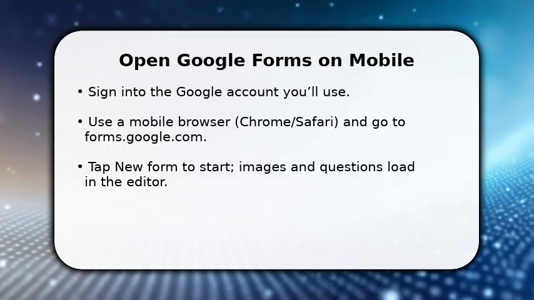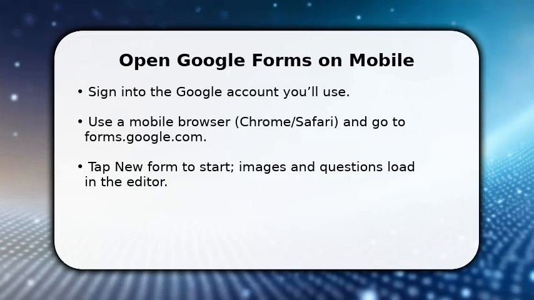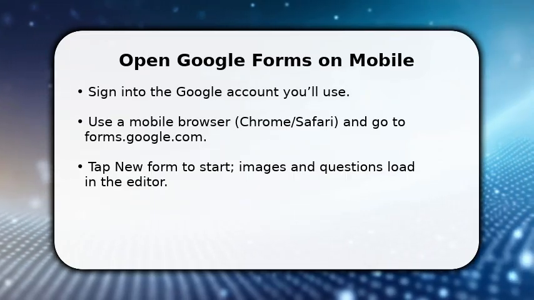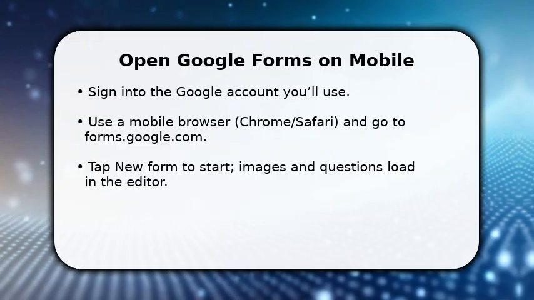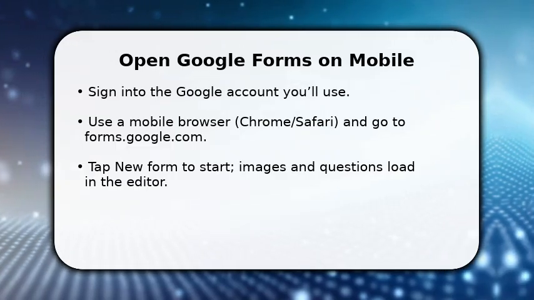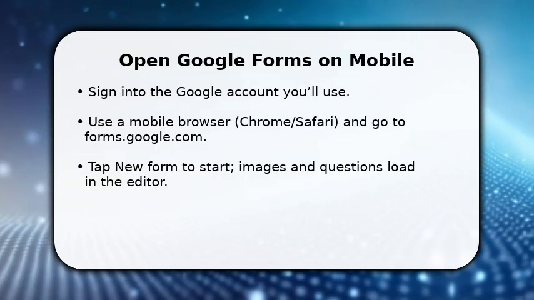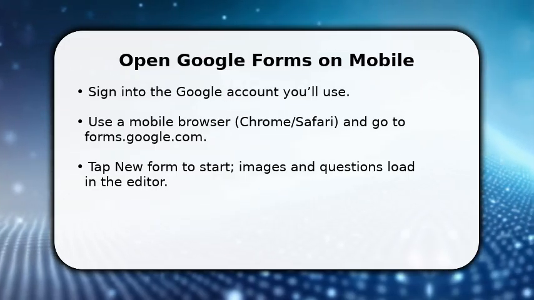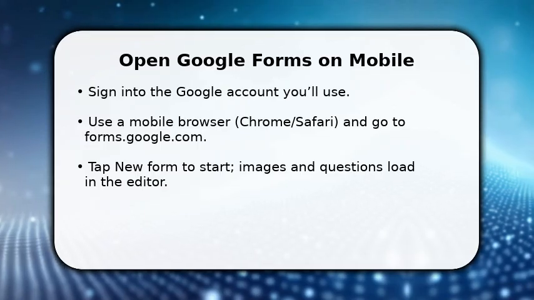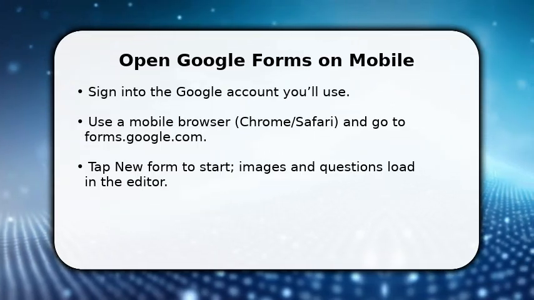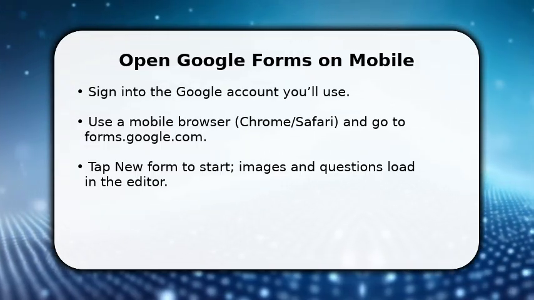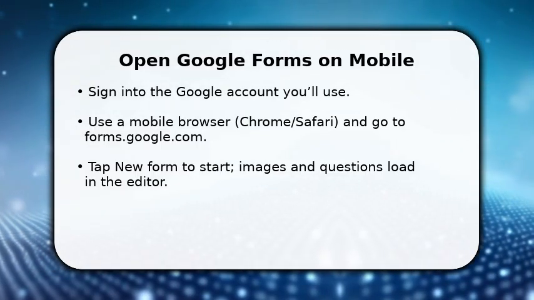You start by signing into the Google account you want to use because Forms ties to Drive and permissions. Once signed in, open your mobile browser, Chrome or Safari, and navigate to Forms.Google.com. This is the only reliable mobile path to create a full form. Tap the big plus or new form button to begin. As you do this, make sure your connection is stable so media uploads work.